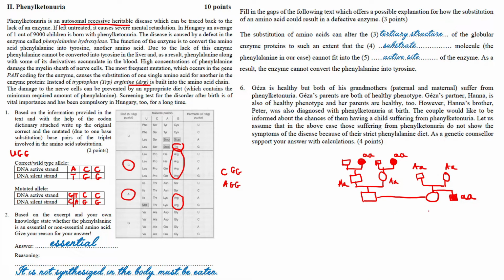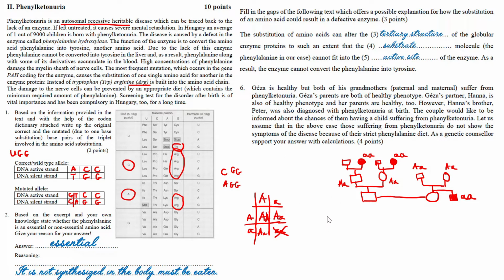Okay, so the big question is, what do we know about Geza and Anna, and what is the probability of them to have a diseased child? So let's look at their phenotypes. Due to the fact both of their parents were heterozygous, obviously, this would be the constructed Punnett square. But immediately we have to cross out this one from the list, because we know from the text that both Geza and Hannah are healthy.